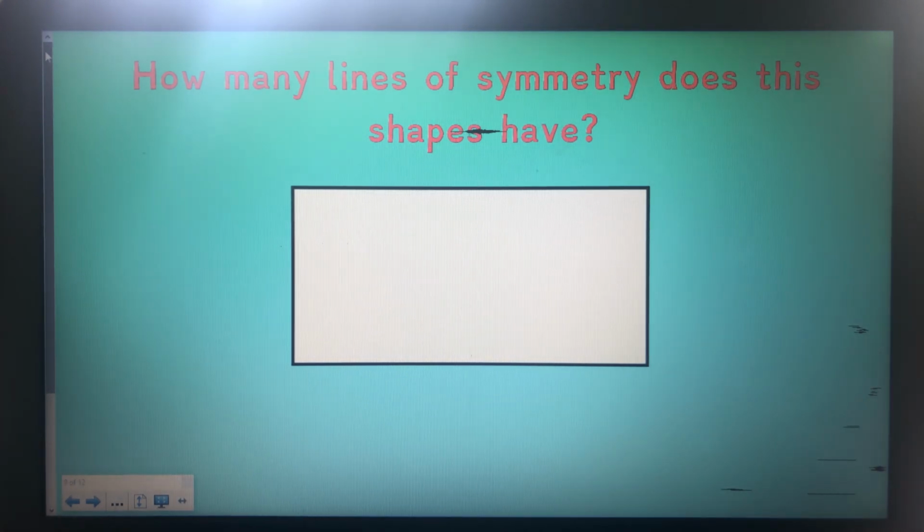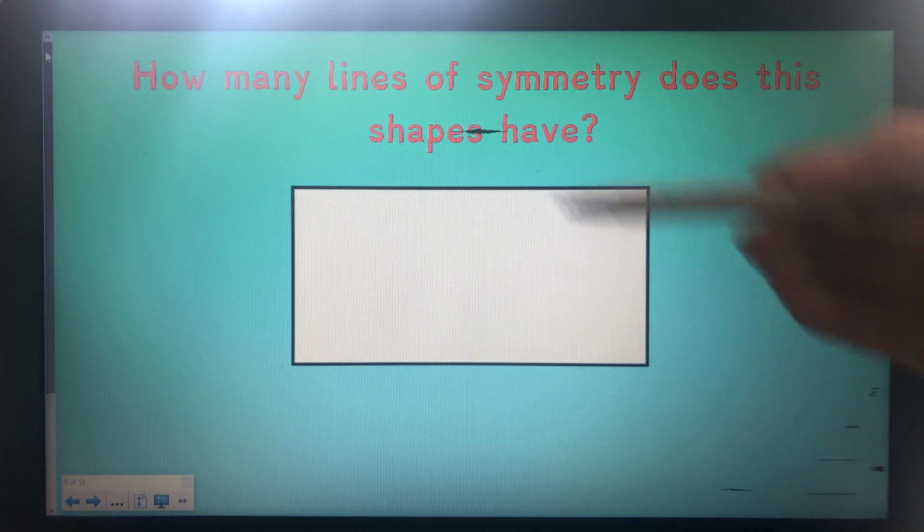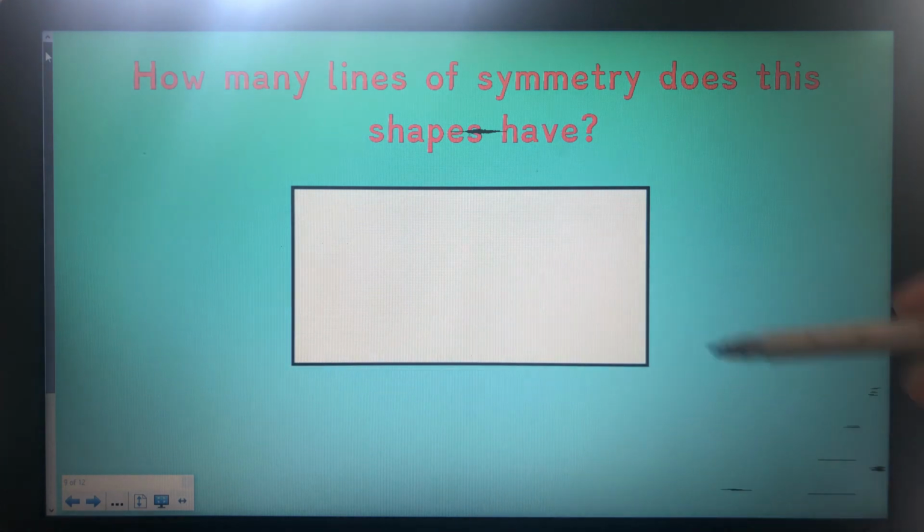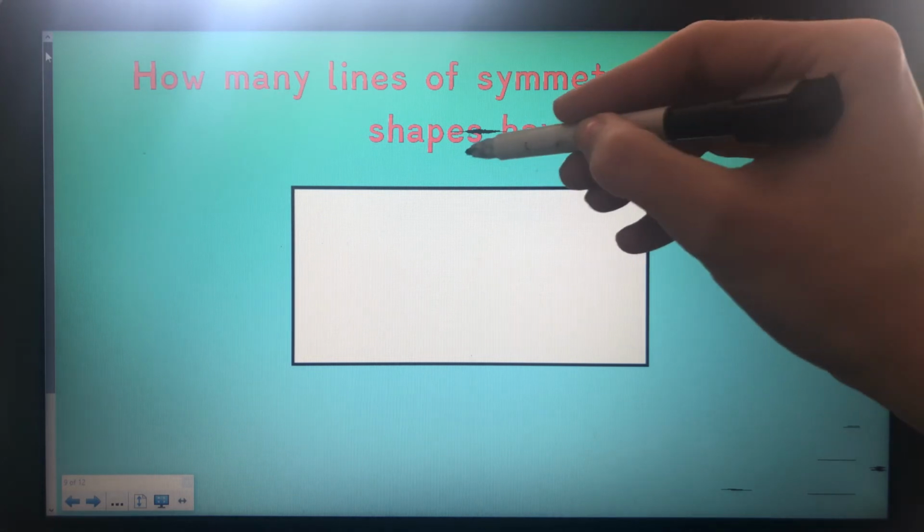It's a rectangle, it's a simple shape, but it's not a regular polygon because it has 2 lengths the same here and 2 lengths the same here. So if I was to fold it in 4 ways like I would a square, it would not be exactly the same. So it just has 2 lines of symmetry.